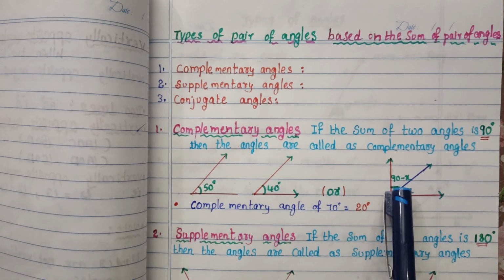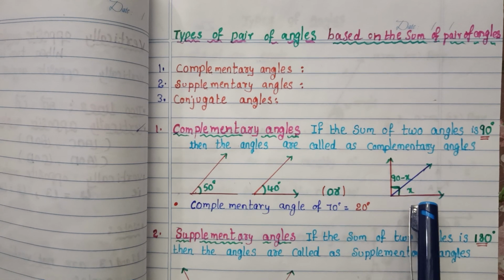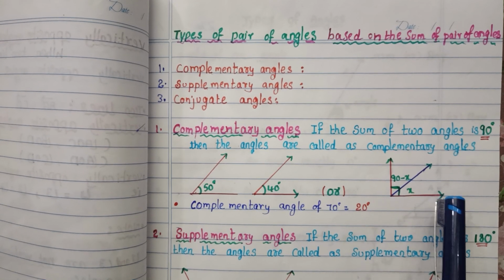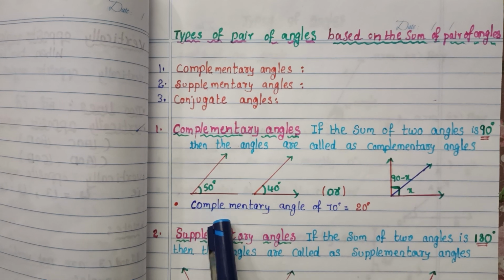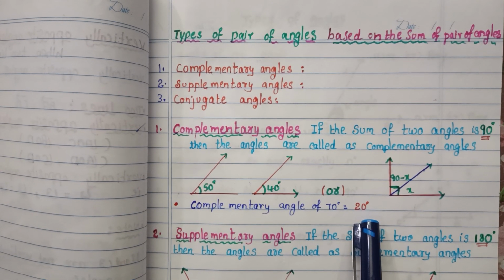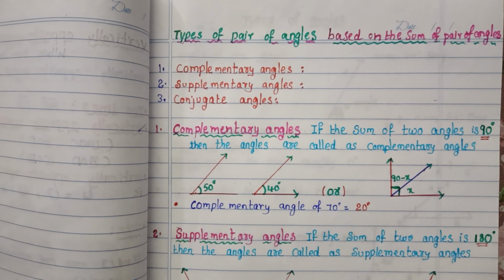Here you see the adjacent angles. These are complementary angles. Why? Because one of the angles is 90 and the other one is 90 minus x. This is the right angle triangle now. So what is the complementary angle of 70 degrees? 20. Why? Because 90 minus 70 is 20.